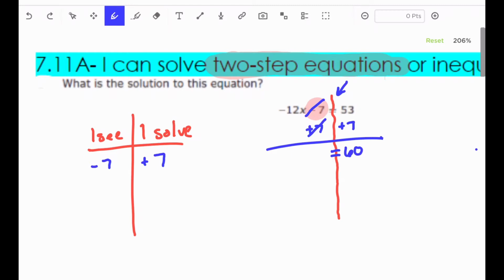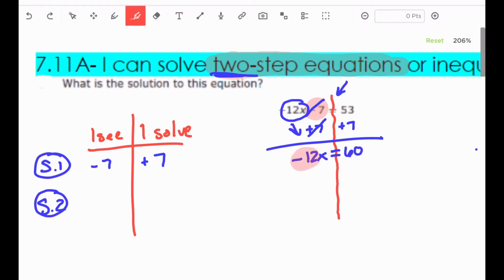Now, so far, we have done step number 1. Okay, that's step 1. And remember, we're only doing 2 steps. So step 2, I'm going to bring this down. My second step will be to divide, because remember, negative 12 and x right now are multiplying. So I'm multiplying by negative 12. That means I'm going to divide by negative 12. So let me divide here by negative 12, and then I need to divide this side also by negative 12.